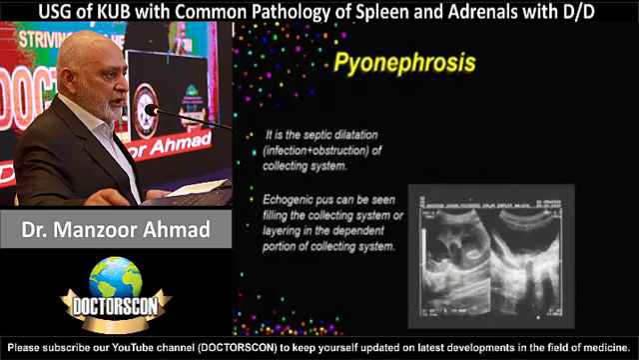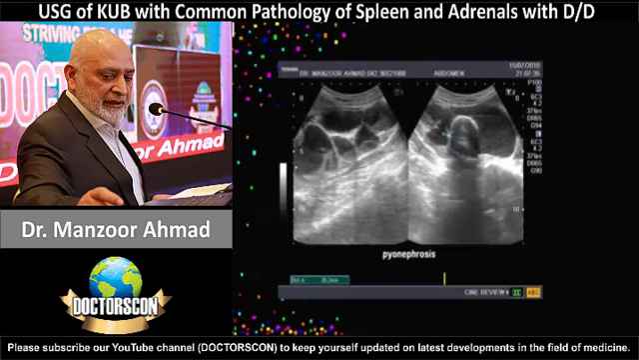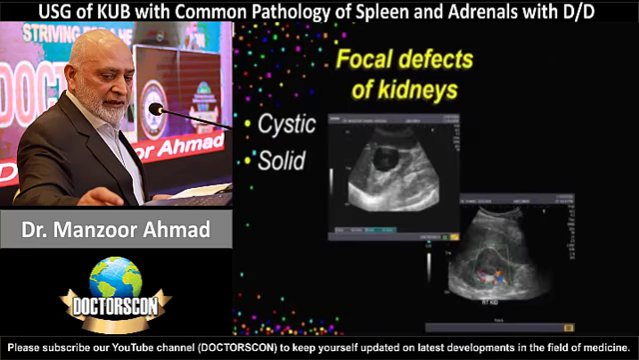Pyonephrosis is the septic dilatation, that is infection plus obstruction. At ultrasound we will see the hydronephrosis, but there will be pus within the dilated pelvis and calyces. Echogenic debris will be seen. Now you can see here the stones producing the hydronephrosis, and the anechoic area has debris inside, so it is pyonephrosis.